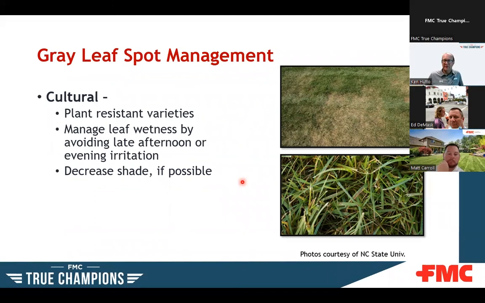Culturally, I mentioned looking at resistant varieties, especially if you're in an area that is dealing with ryegrass, managing leaf wetness, avoiding late afternoon or evening irrigation. That's certainly a big issue. It's one thing that you can try to avoid if possible, to minimize that leaf wetness. And then if you can decrease shade, increase air movement, that's another thing that you can do.